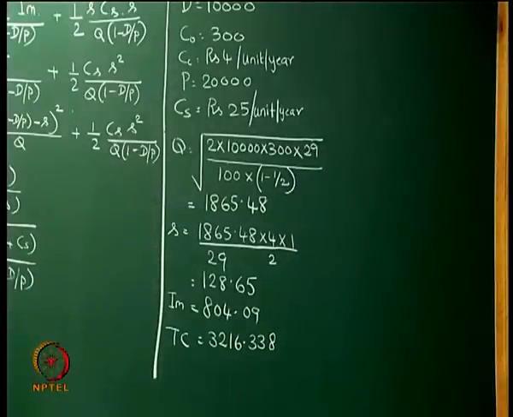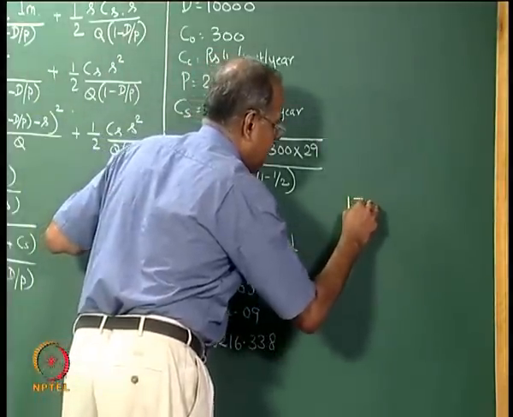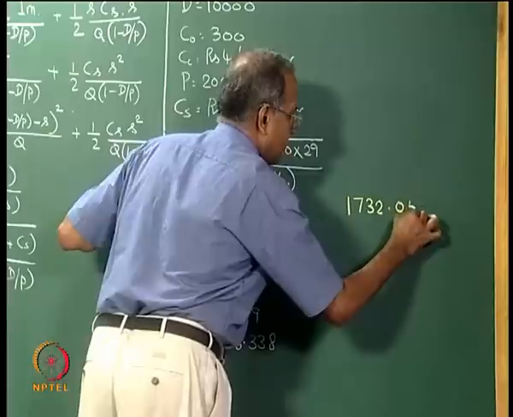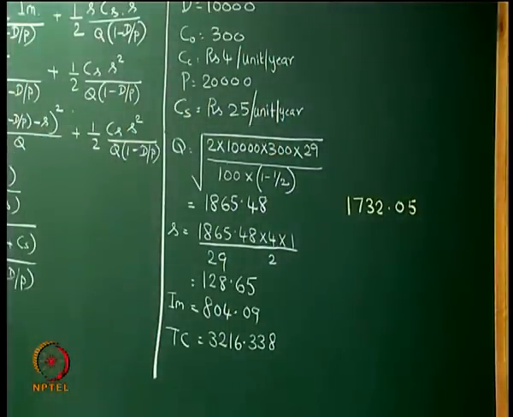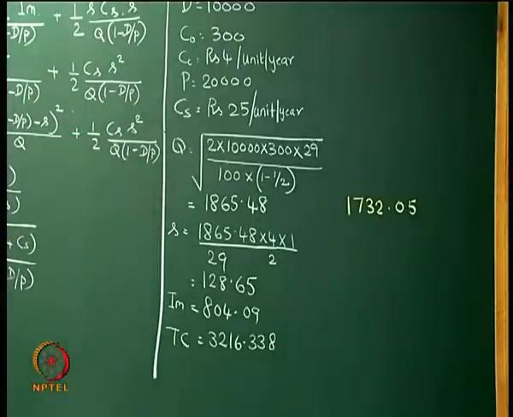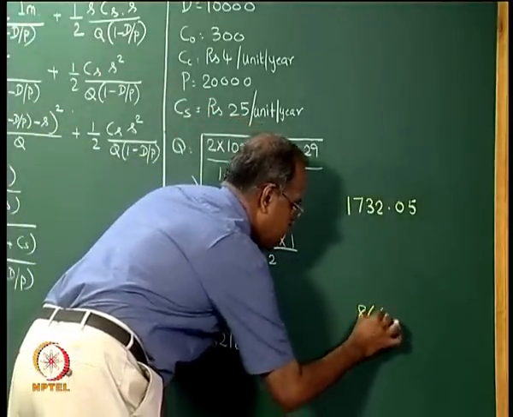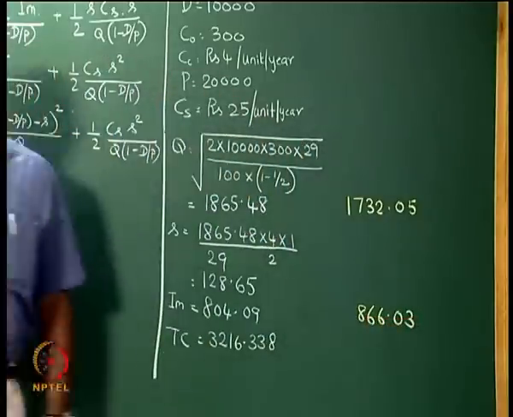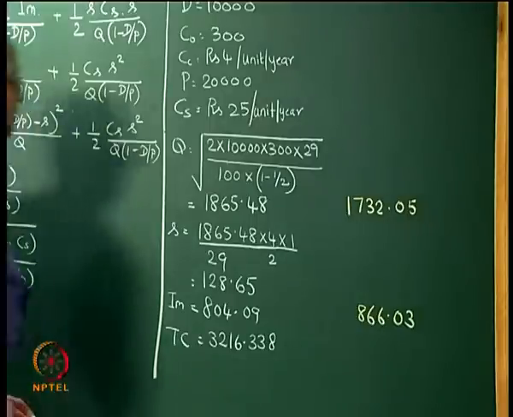So, when we do this, we get Q is equal to 1732.05. I am just writing the value here. Now, this is the economic batch quantity when we did not allow backordering, or when CS is equal to infinity. In that case, the maximum inventory IM was 866.03, and total cost in that case was 3464.10.